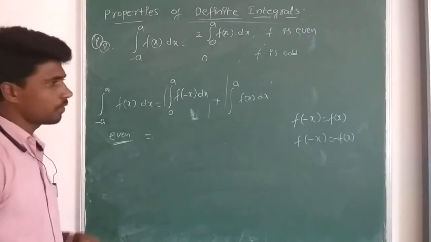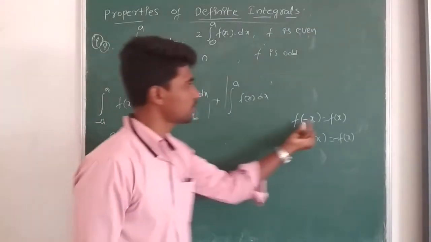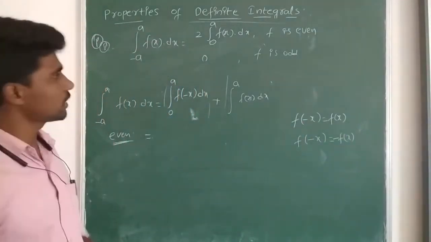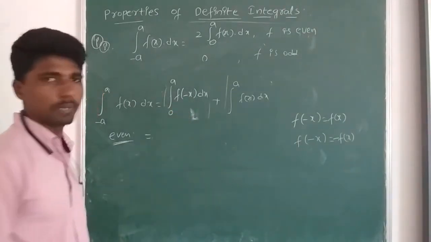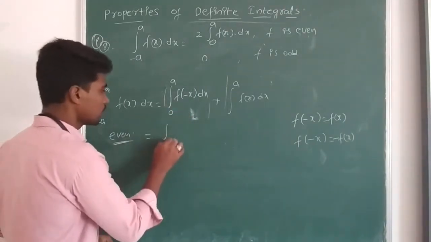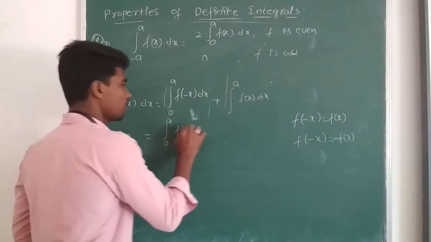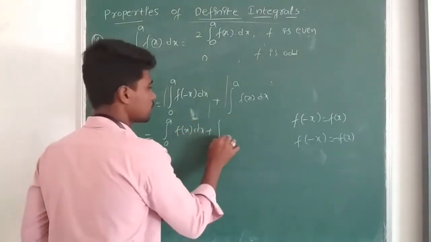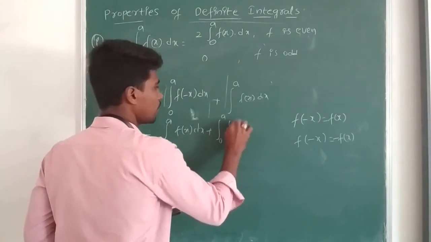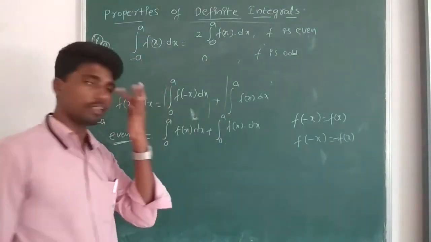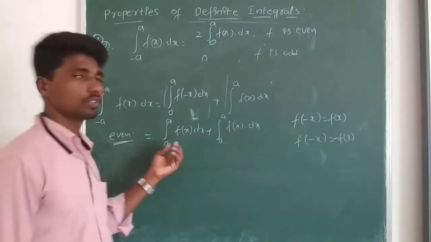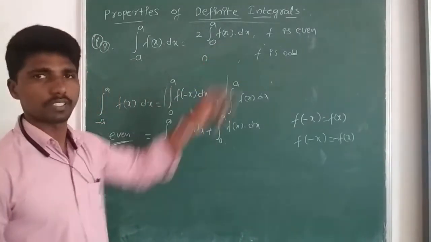Even. So what does an even function say? f of minus x is equal to f of x. So if the given function f of x is even, then this f of minus x can be replaced by f of x. So I get the answer as the integral 0 to a of f of x dx plus the integral 0 to a of f of x dx. Both are the same, so 2 times the integral from 0 to a of f of x dx.